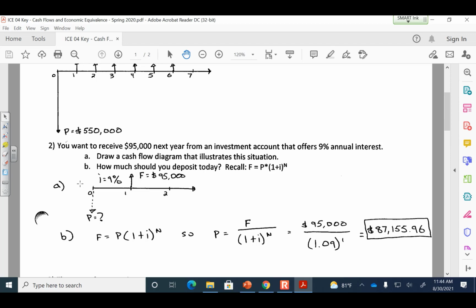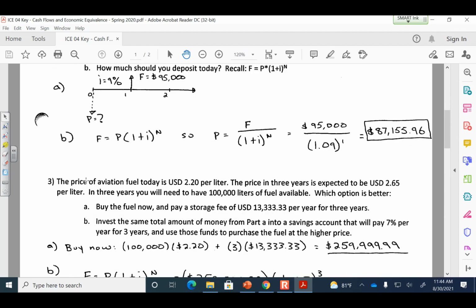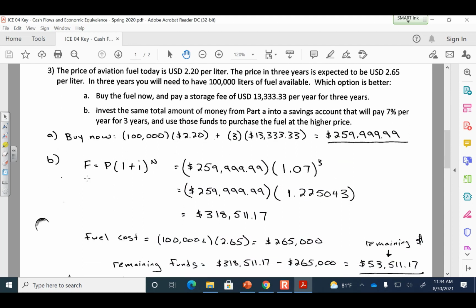Okay. Now, the third problem's a little bit tricky, so let me just summarize the options you've got. You can either put your money in the bank, or you can buy the fuel and store it, because what you want to do is have 100,000 liters of fuel available 3 years from now. And so the question is, should you buy it while prices are cheap and then pay to have the fuel stored, or is it better to just deposit however much you would have spent on fuel and then have that number of dollars available in the future to buy the fuel at whatever the price is in the future? So how much does it cost if you buy now?